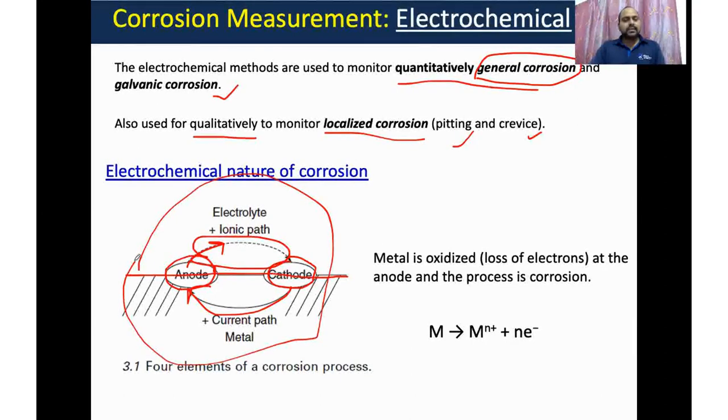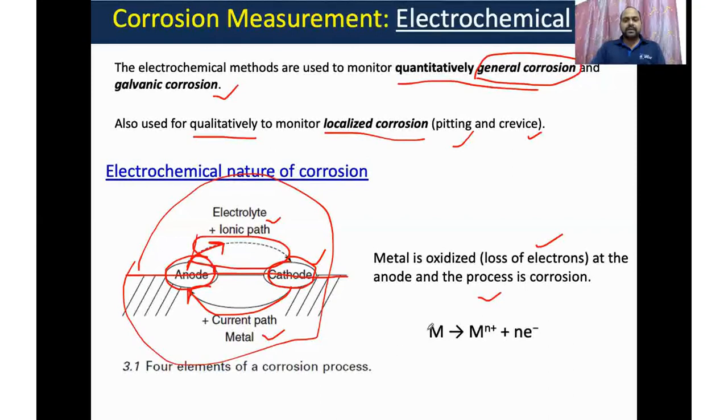So this is the overall principle of electrochemical corrosion. There are four elements of the corrosion process: an anode, a cathode, a path for ionic conduction, so you can say the electrolyte, and a path for electron flow, you can say the current path of the metal. In general, if a metal is oxidized, if it loses electrons at the anode, then we can say the process of corrosion has happened.